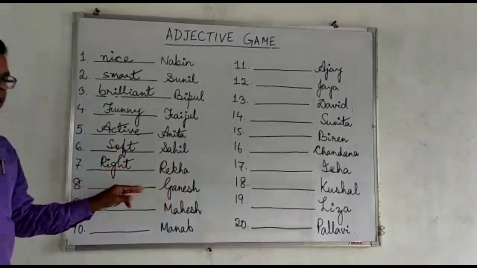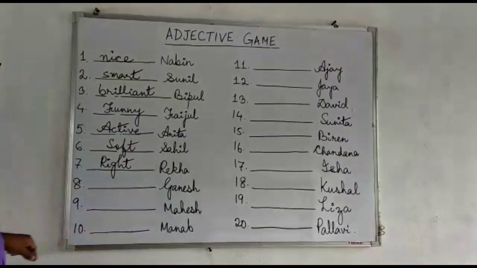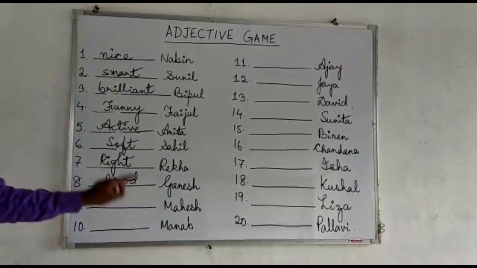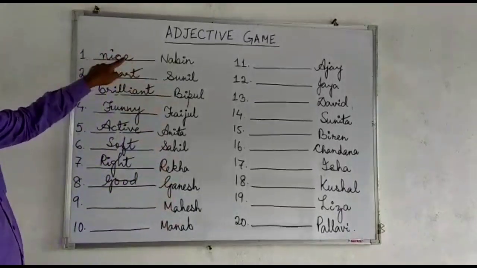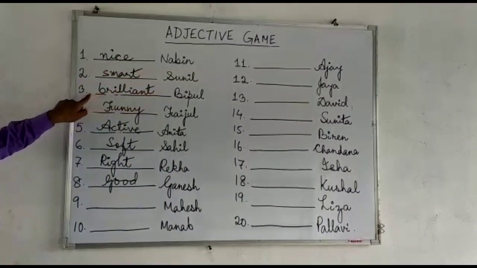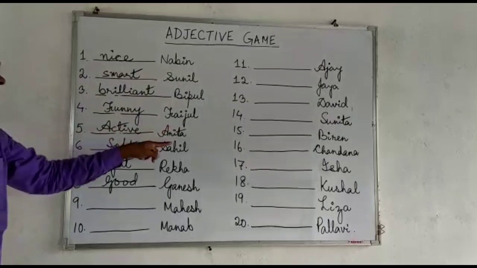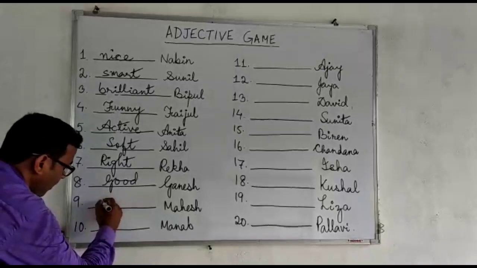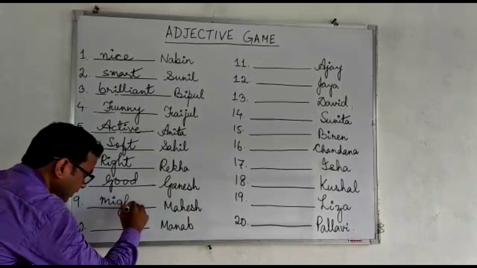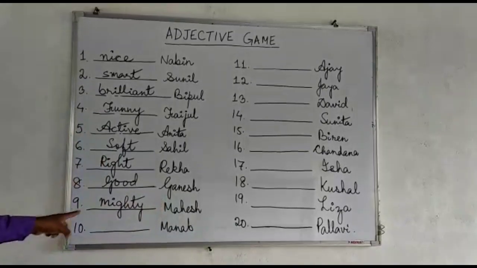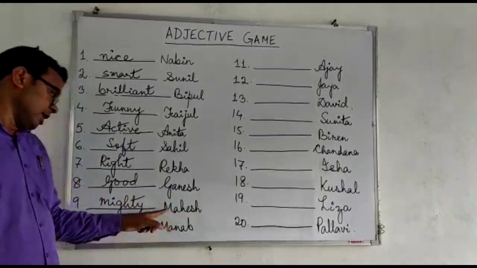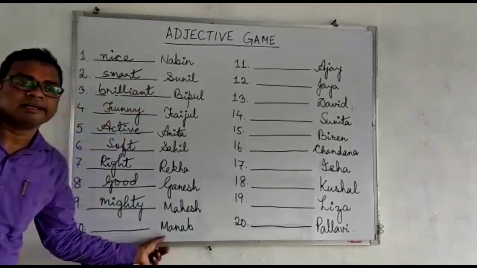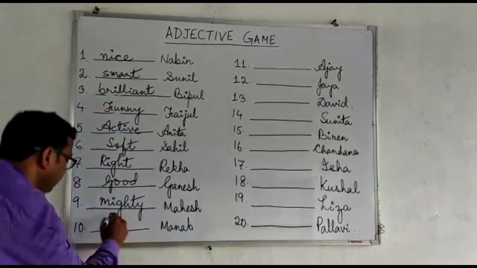Then what will Ganesh do? He will also think of an adjective starting with the letter G. For example, good Ganesh. Now, what will Mahesh do? He will tell all the adjectives: nice Nabin, smart Sunil, brilliant Vipul, funny Faisal, active Anita, soft Sahil, right Rekha, good Ganesh, and mighty Mahesh. He will introduce himself as mighty Mahesh. Our next student is Manav. So he will also think of an adjective with the starting letter M.